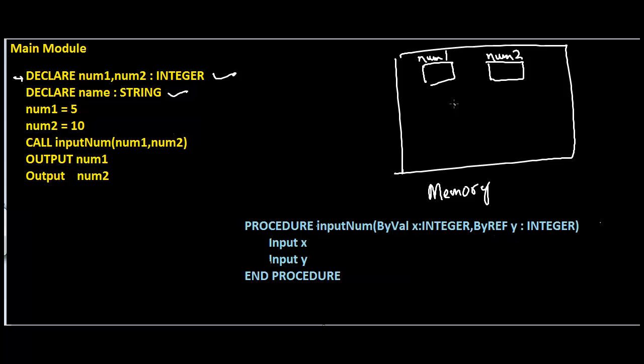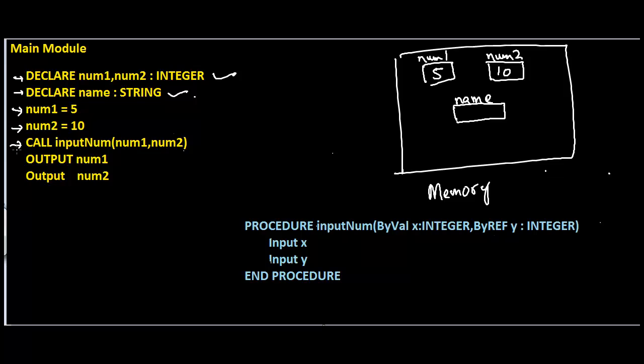When this instruction gets executed, name is going to be allocated some memory space, and this is where a string value can be stored, right? Then comes this instruction. Num1 is being given a value 5, so we're going to update 5 here. Num2 is being given a value 10, so we're going to update 10 here.